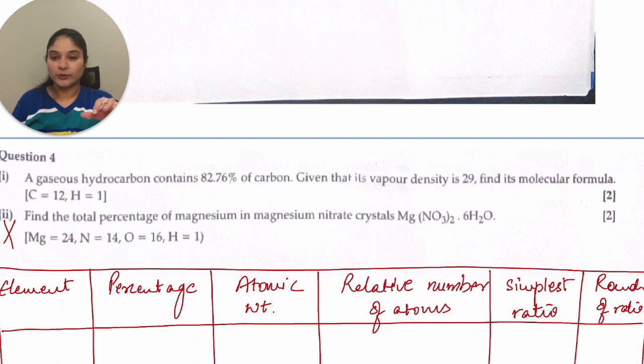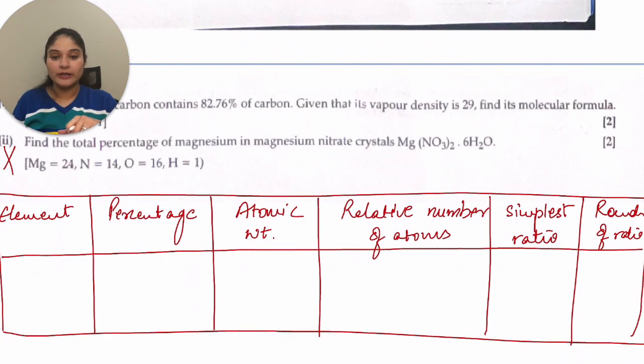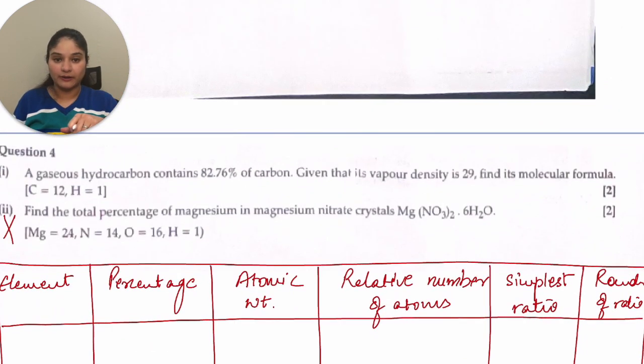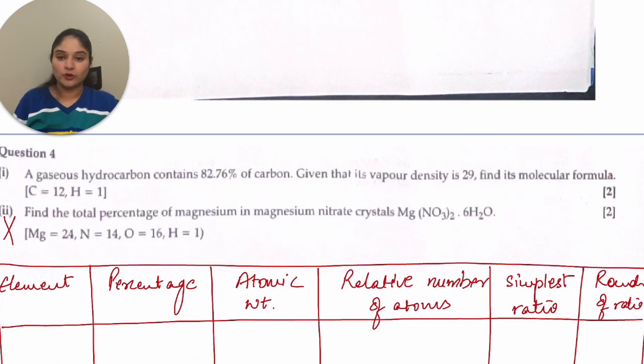Let's do the first question. A gaseous hydrocarbon contains 82.7. So I have already made the table for calculating empirical formula. Because for calculating molecular formula, you need to first calculate empirical formula and then you go step by step. So let's look at this.